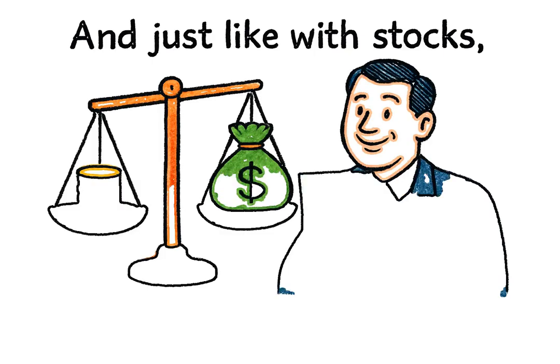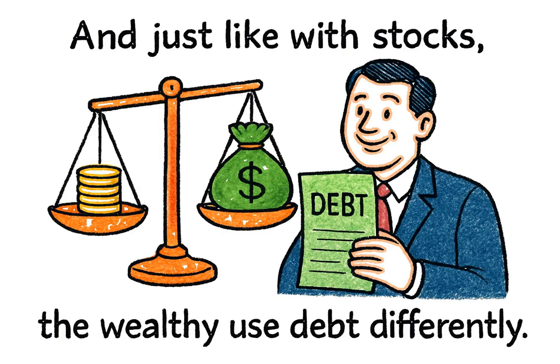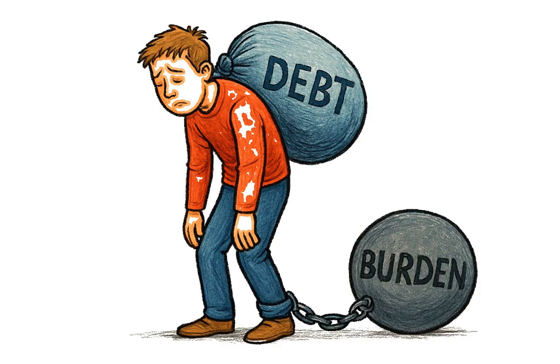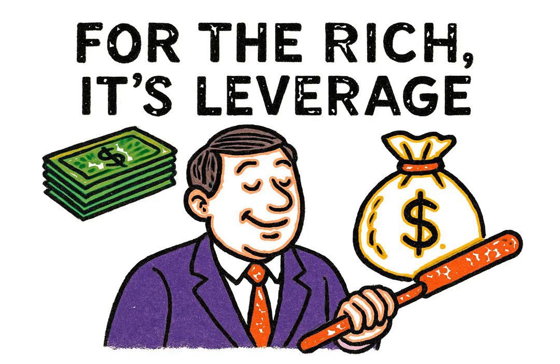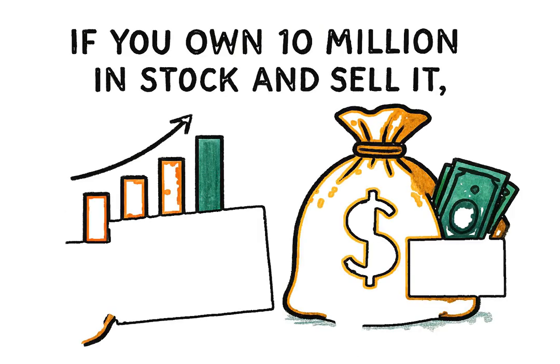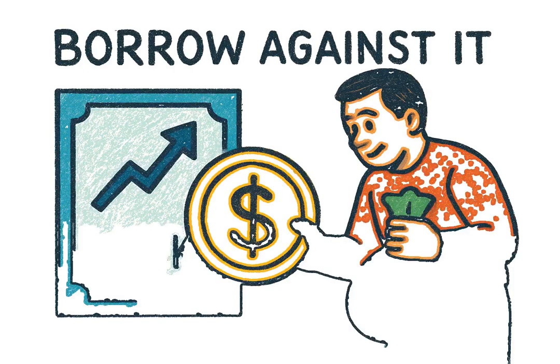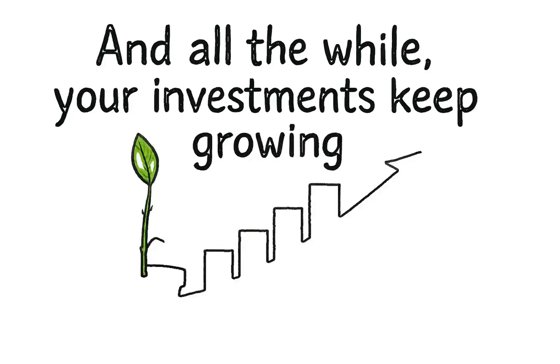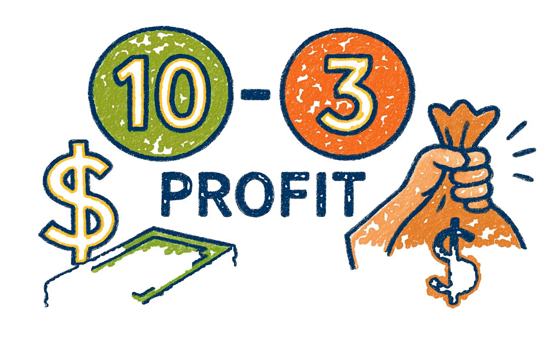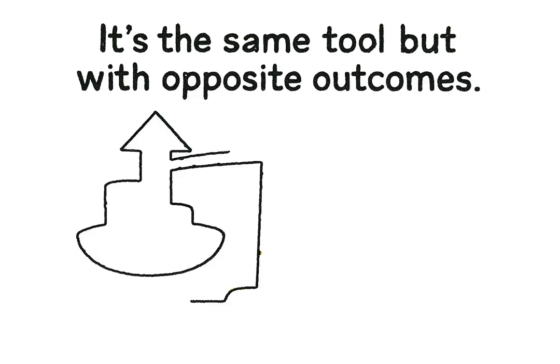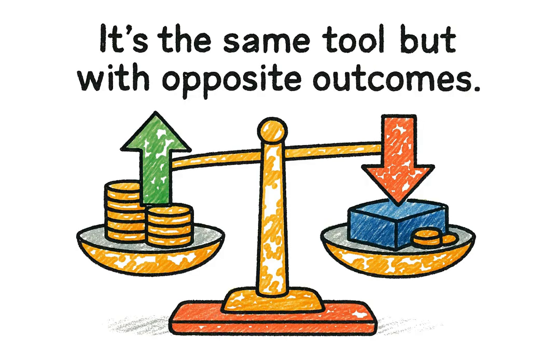And just like with stocks, the wealthy use debt differently. For most people, debt is a burden. For the rich, it's leverage. If you own $10 million in stock and sell it, you pay capital gains tax. But if you borrow against it instead, you get cash without selling. No sale, no tax. And all the while, your investments keep growing. If they earn 10% and your loan costs 3%, you profit. It's the same tool, but with opposite outcomes.